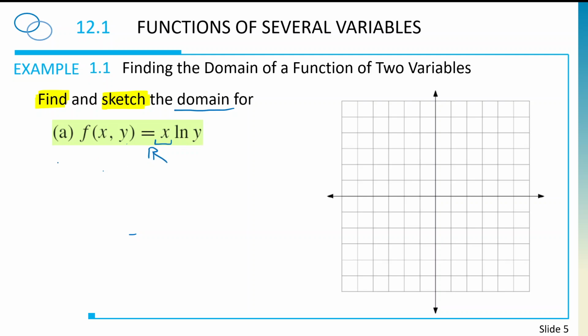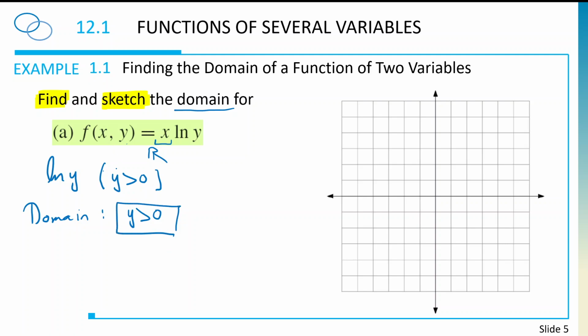Now moving to ln. Remember, as I just said, with ln, log, I need always to know that y should be greater than 0. So now what should be the overall domain? R doesn't affect the domain, so I need to find their intersection. So the domain for x is the set of all real numbers. The domain for ln of y is y greater than 0. So the overall domain should be what? Y greater than 0.